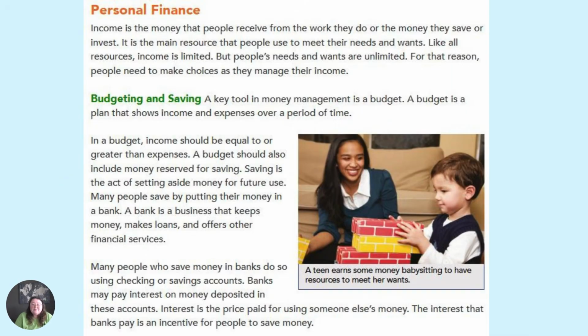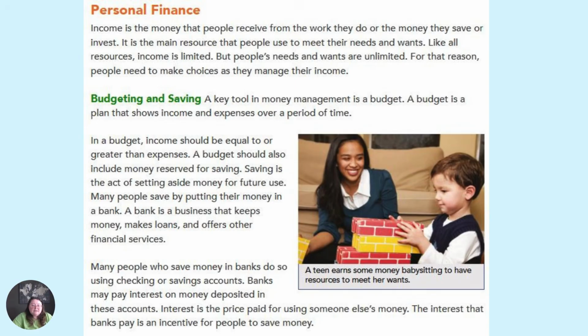Now, lastly, let's talk about personal finance. Income is the money that people receive from the work they do or the money they save or invest. It's the main resource people use to meet their needs and wants. Budgeting is a key tool in money management. A budget is a plan that shows income and expenses over a period of time. In a budget, income should be equal or greater to expenses. Budget should also include money reserved for savings.